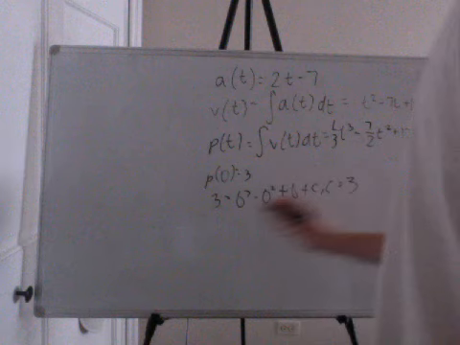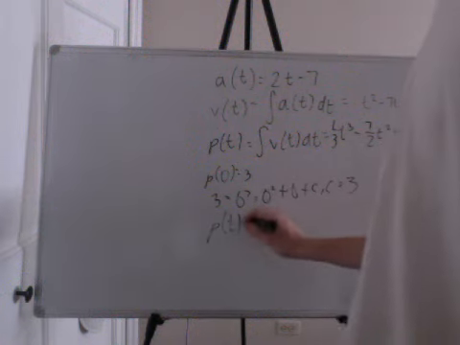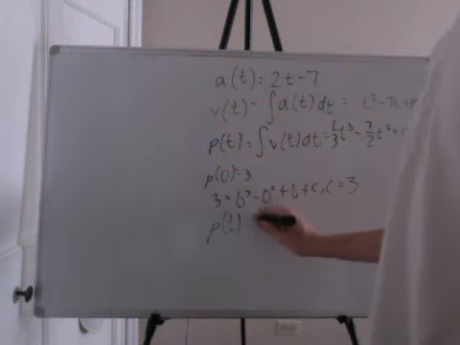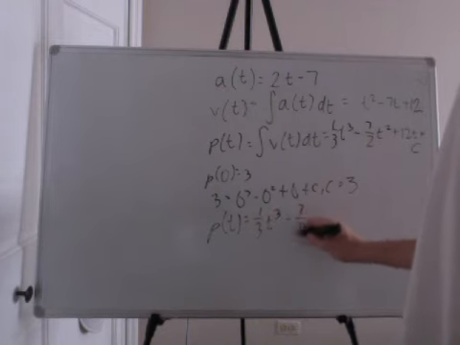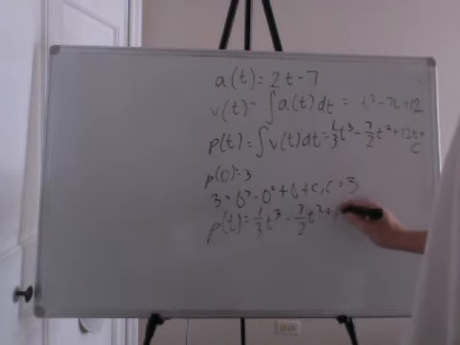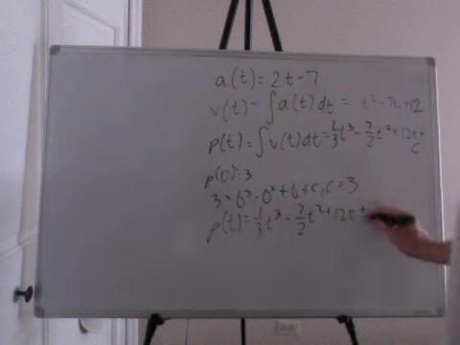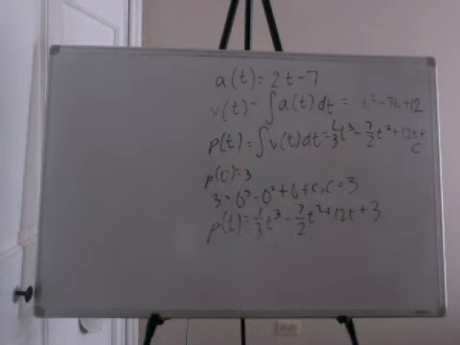And therefore, the position equation p of t equals 1/3 t cubed minus 7 over 2 t squared plus 12t plus 3. And that's how the antiderivatives apply to position, velocity, and acceleration, and how you can find the equations using that.